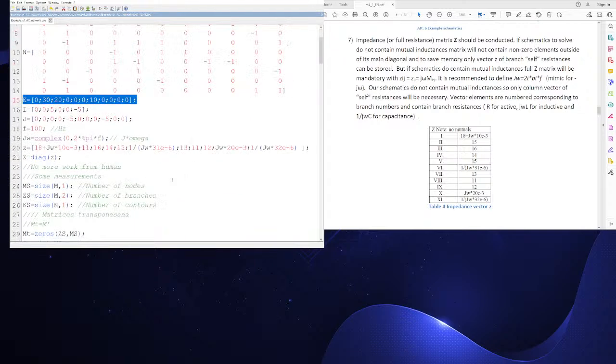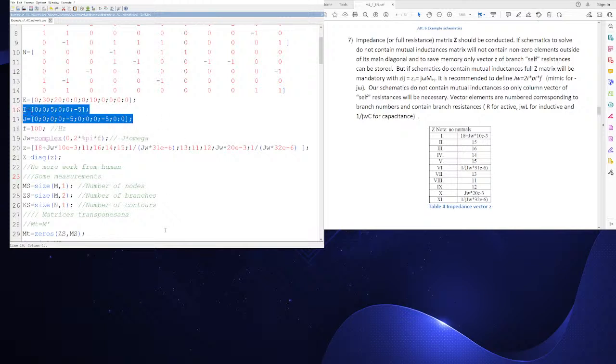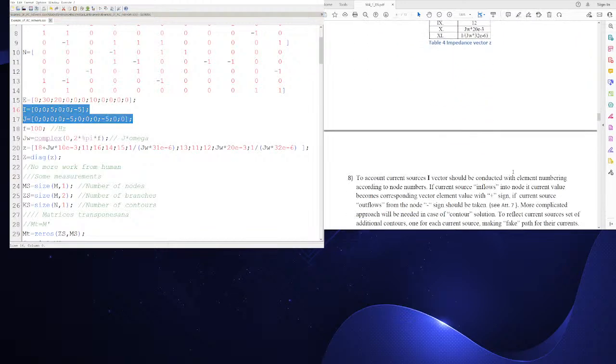In my code, k is frequency. I don't know why, but it's 100 Hz. I don't remember why. Okay. Definition of the j omega constant and the vector of resistance. Yes, the only elements I forgot, these two vectors, current sources.